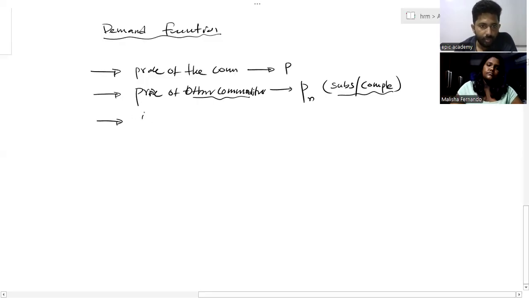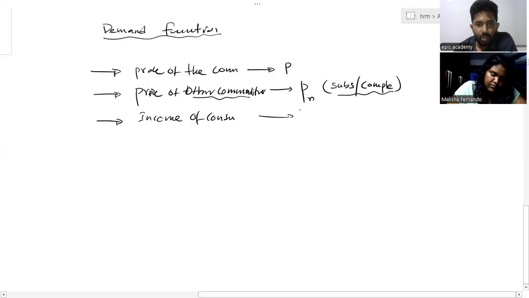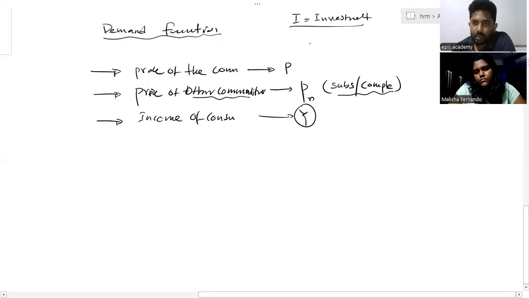Next one, income of consumer. We are going to represent that by using Y, not I. In economics we use capital I to represent investment. But Y represents the yield, yield being the income consumers can get. Okay, because you have to be familiar with those symbols, because calculation is done using the symbols.